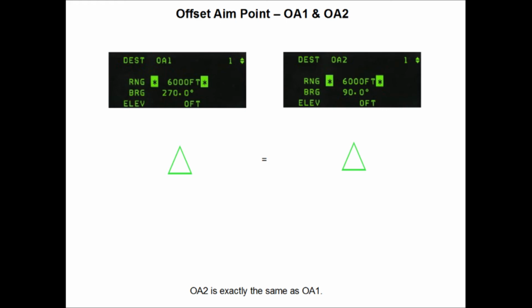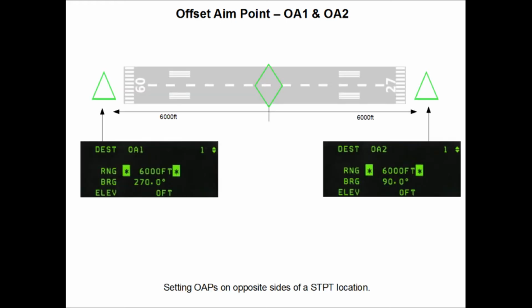Now this next slide is going to pretty much put everything that we've talked about concerning offset aim points together. Now what we have here is a whole lot of information. For now, ignore everything except for that runway. On the left side of the runway, we have a runway heading of 09 or 90 degrees due east. On the right side of that runway, we have a runway heading of 27 or 270 degrees due west. And in between, in the middle of the runway, we have a diamond symbolizing a steer point.